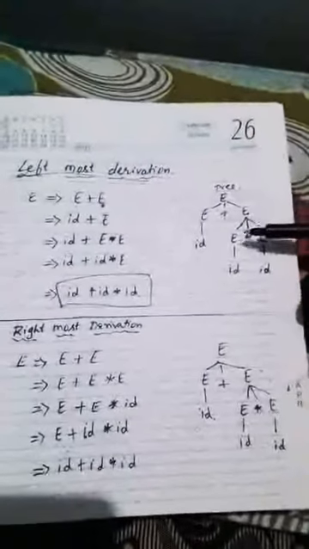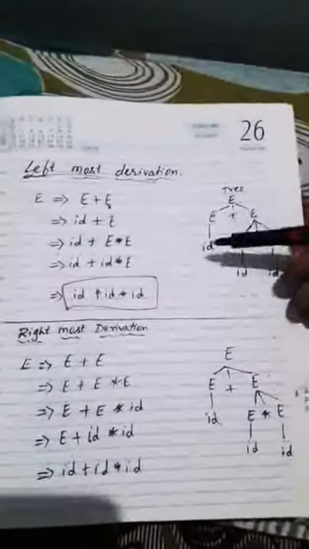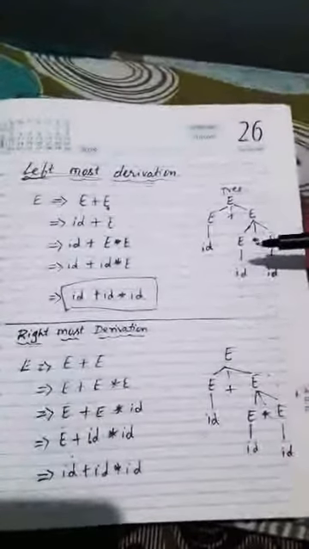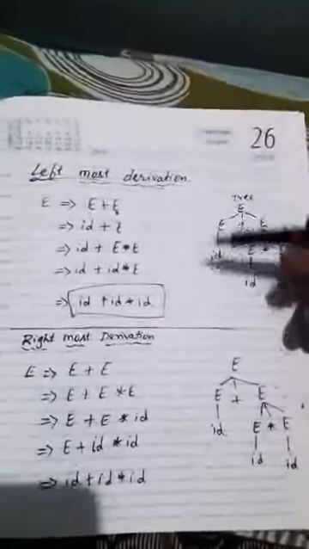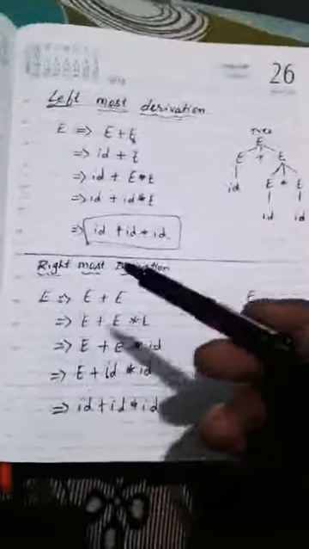Intermediate nodes are non-terminating. Leaf nodes are terminating. ID plus ID star ID. So this is the derivation tree we get for leftmost derivation. Let us see the rightmost derivation for it.